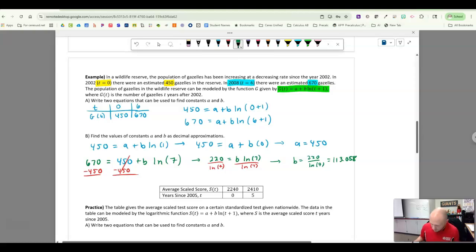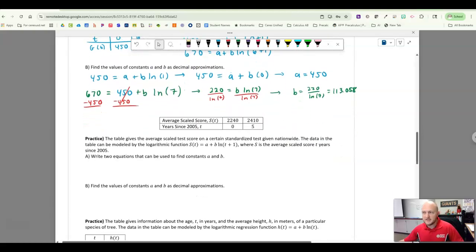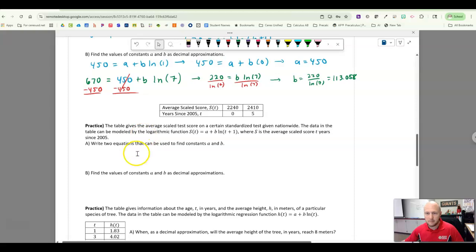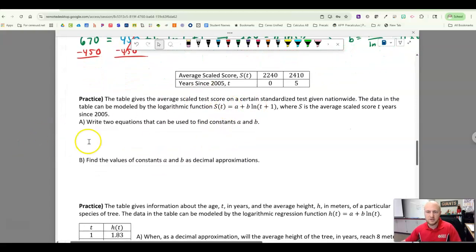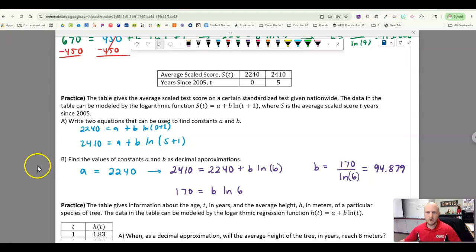113.058. Okay. Cool. Here is a practice problem. Same idea. So please go ahead, read this context, and then write 2 equations, and then solve for the constants A and B. I'll show you the answer here in a second. Okay, here are your 2 equations.